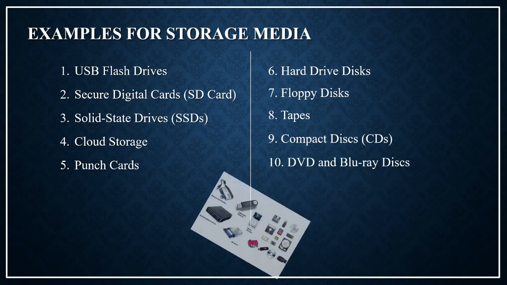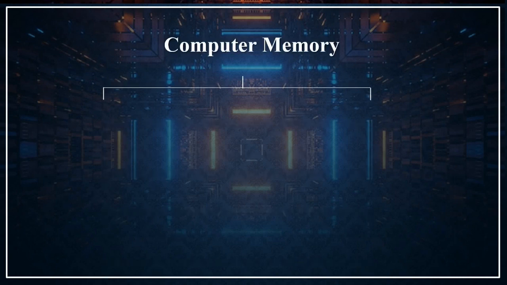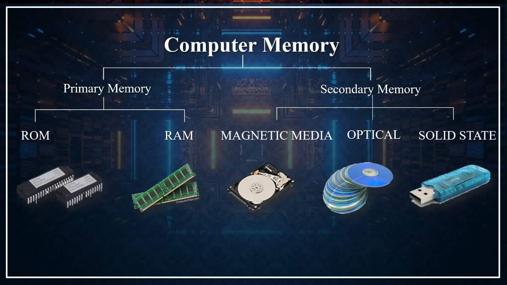Some examples. And computer memory. Basically, computer memory is divided into two parts, known as primary memory and secondary memory. In primary memory, we got ROM and RAM. In secondary, we got magnetic media, optical, and solid state media.